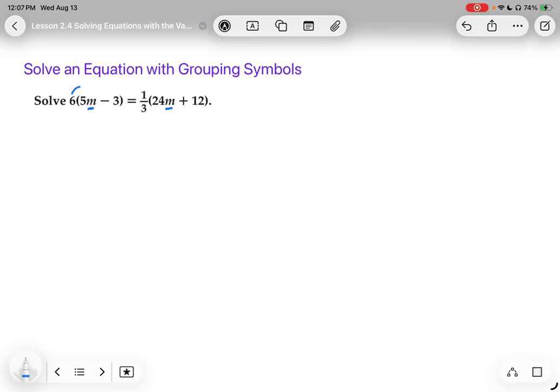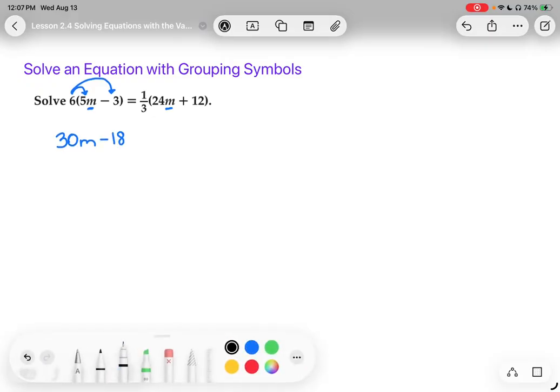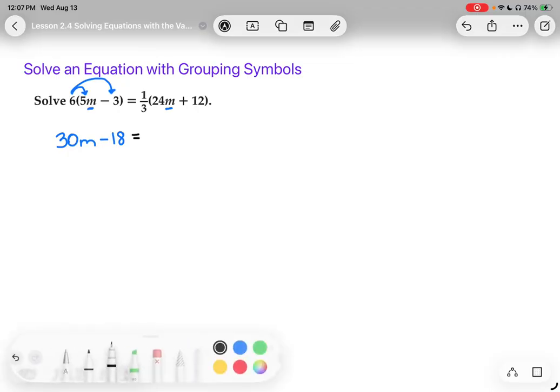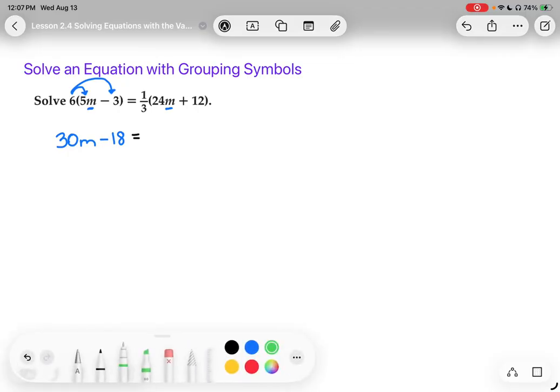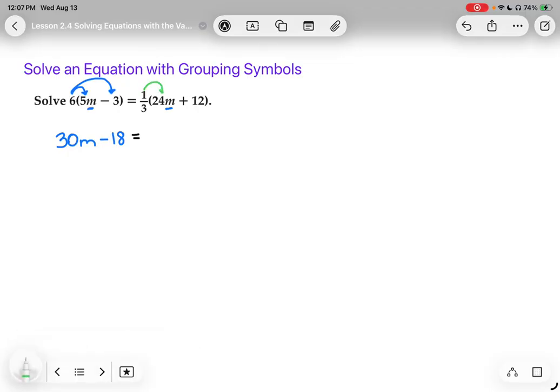This 6 outside the parentheses needs to get multiplied by both items inside the parentheses. So we'll do 6 times 5m, which is 30m. And then we'll do 6 multiplied by negative 3, which is negative 18. And then on the other side, we're going to be multiplying a fraction, 1/3 multiplied by 24.